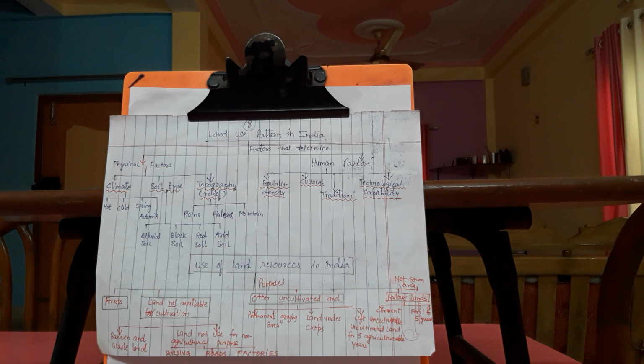Now the next physical factor is topography. As soon as this word topography comes, it should come to your mind: relief, meaning plains, plateaus, and mountains. In the previous video you have seen that the plain is mostly used for agricultural purposes. In the plateau, the soil is hard, minerals are found, even coal is found. So here agricultural production is less.